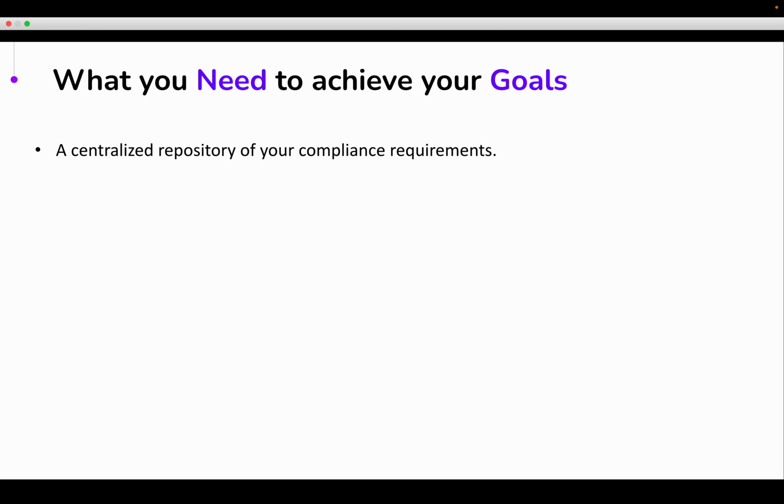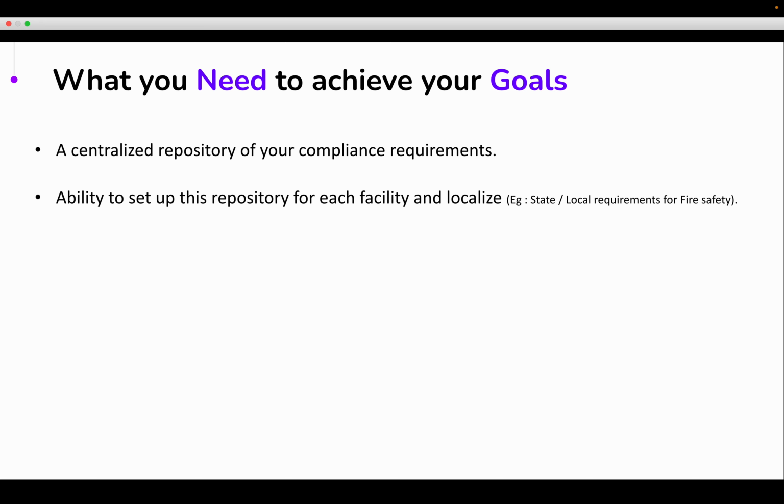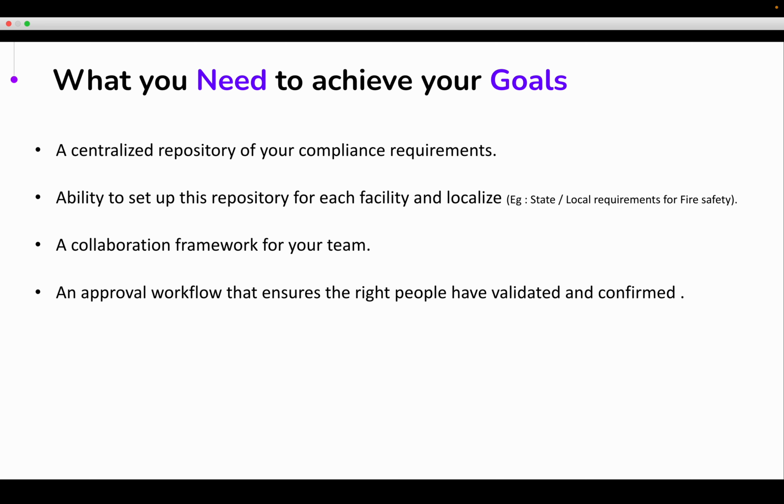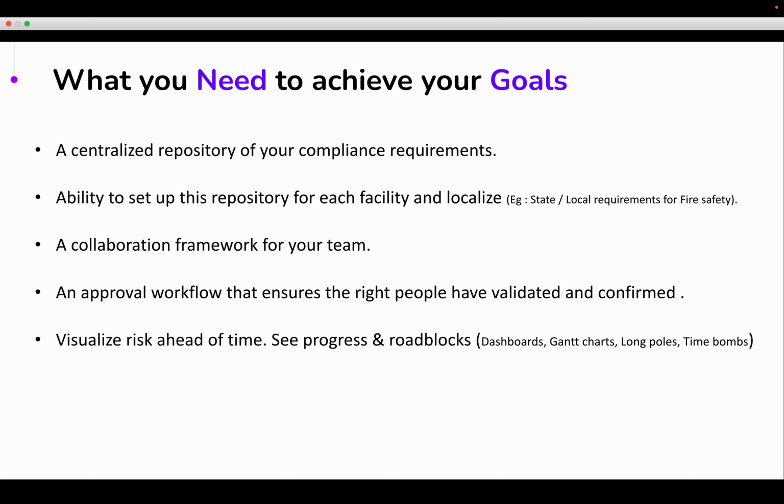So essentially, you need a centralized repository, one place where you can track all your compliance requirements. But you want the ability to set up this repository for each facility and be able to localize to their needs. For example, your fire codes might be different in each city, right? You need a framework that lets your team collaborate. You don't want siloed workloads. You need an approval workflow that ensures that when somebody says this is the requirement or this is the activity to meet that requirement, it has been validated, approved, and confirmed by the people who are subject matter experts. You want to be able to visualize risk ahead of time. You want to see progress.